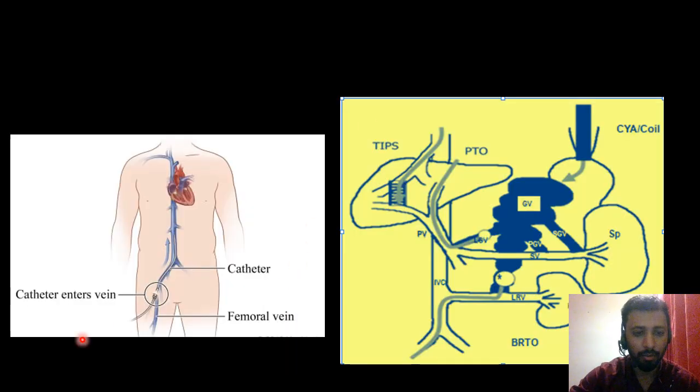So this is how we do it. We put catheters into the femoral vein, take wires and catheters, reach up to the left renal vein, and inflate a balloon in the left renal vein. These balloons also have a side port through which we can inject sclerosant. The balloon will prevent the reflux of the sclerosant into the systemic circulation, and then we also achieve complete embolization of the gastric varices.